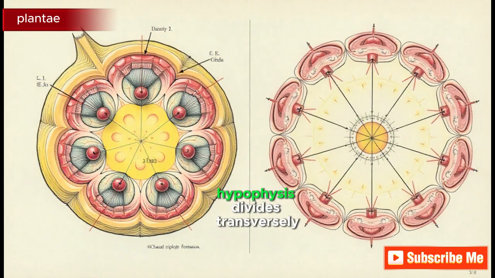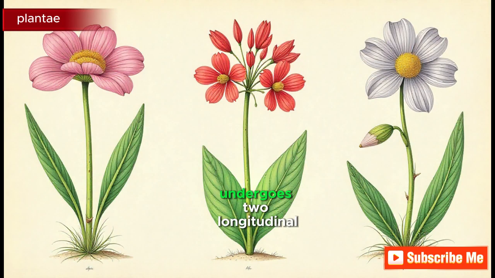The hypophysis divides transversely. The cell next to the embryo completes the periblem, and the other cell undergoes 2 longitudinal divisions at right angles to each other, forming a plate of 4 cells. Each of these 4 cells divides. The upper tier completes the dermatogen, and the lower tier forms the root cap.